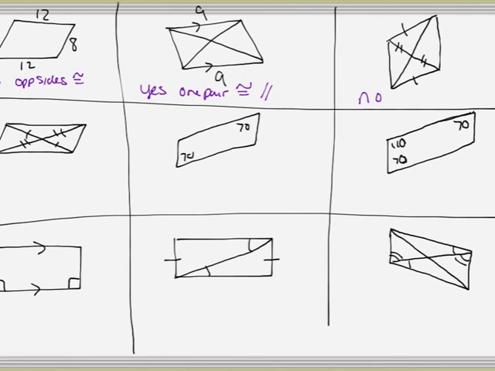If that was given to you, is there anything you could do to eventually prove it? No, we would need more information to be able to continue on. It might still be a parallelogram, but from that information, there's no way to say that it is.